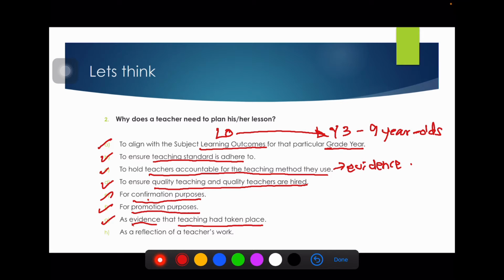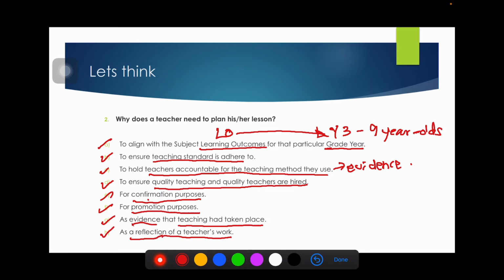If you teach only using one method, then I don't think the school might want to keep you. But if, let's say, you use flipped classroom, inquiry-based learning, discovery learning, and so on and so forth, schools might want to keep you because you are innovative and creative and you are passionate about your teaching job. The last one is as a reflection of a teacher's work.